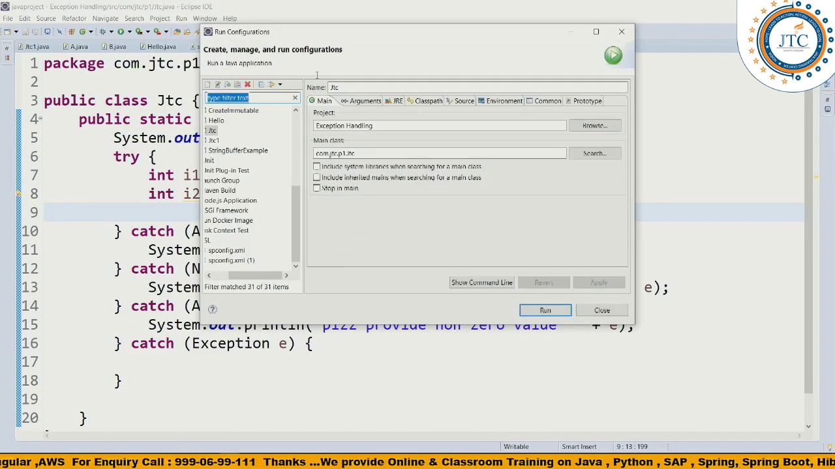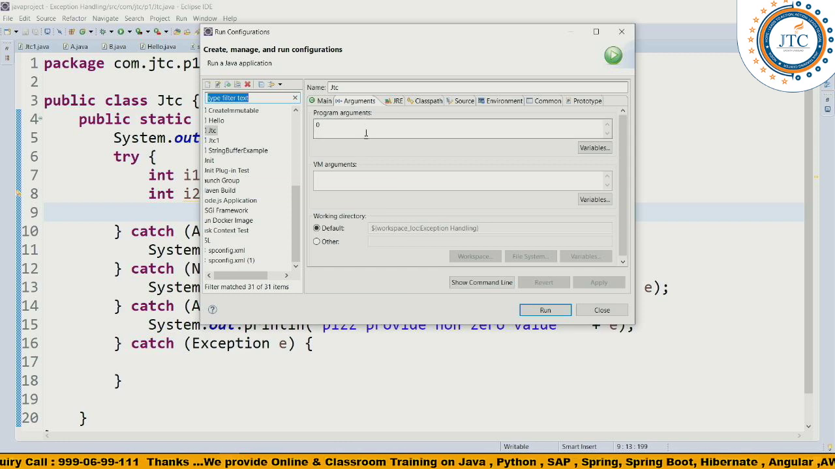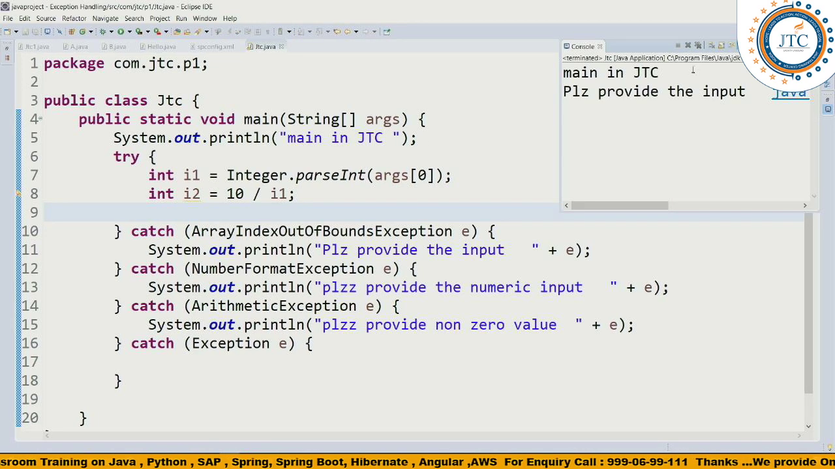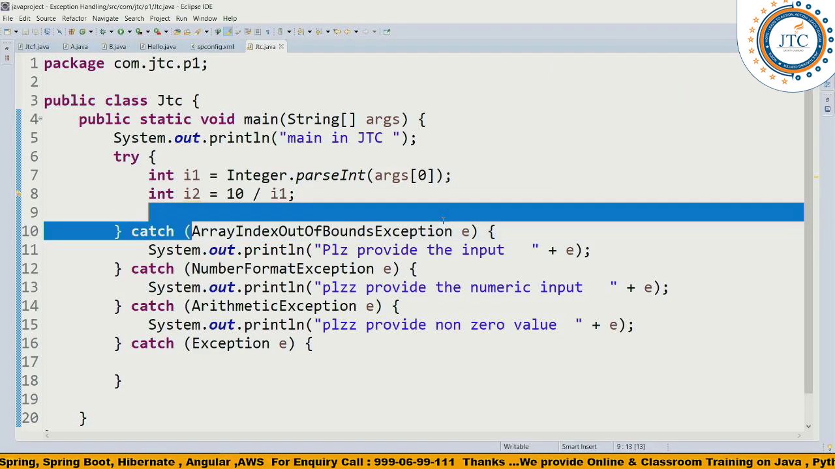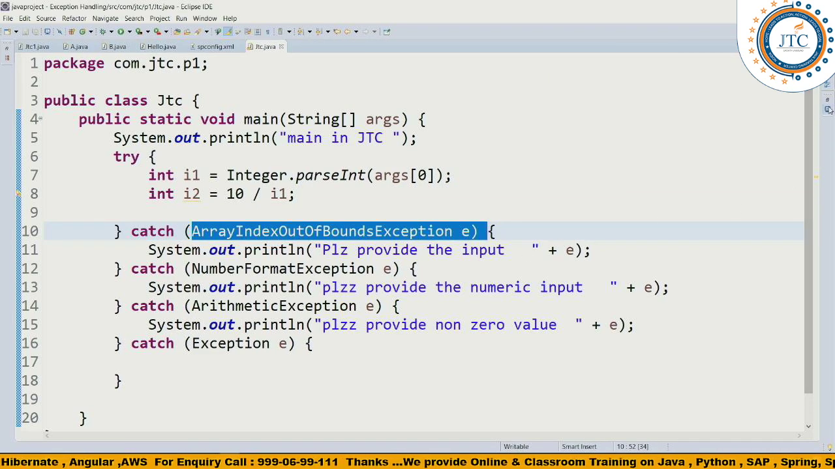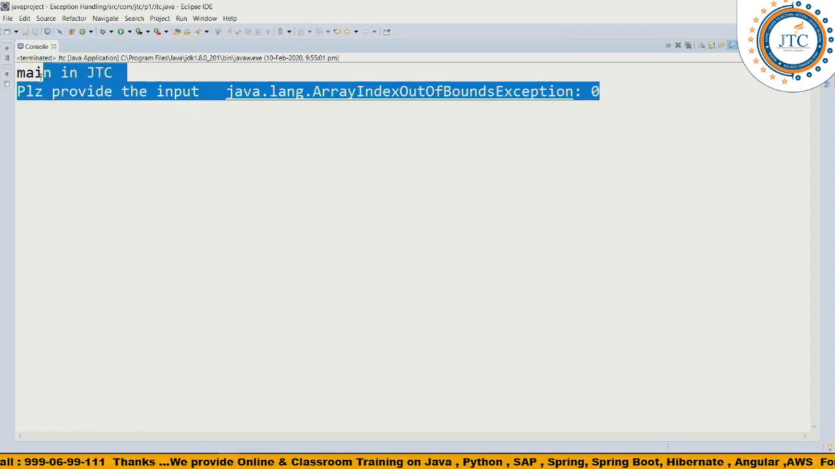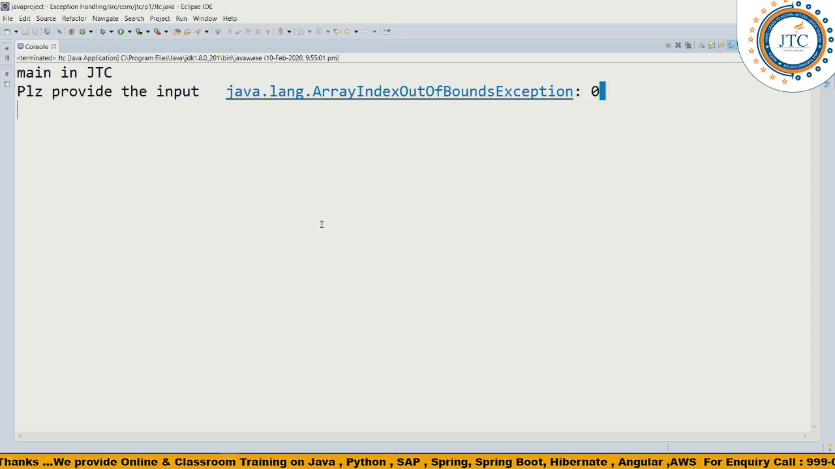Let me show you something in this. Here suppose I'm not providing any sort of input. I'm not providing any input and still I'm running the program. So see what happened here. Array index out of bound exception. This was the exception. Please provide the input. So here see, is it giving some message on your console? Please provide some input on your console.